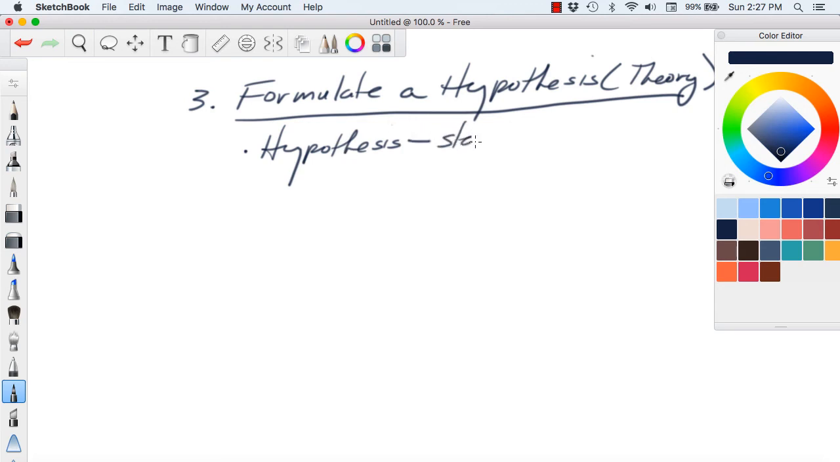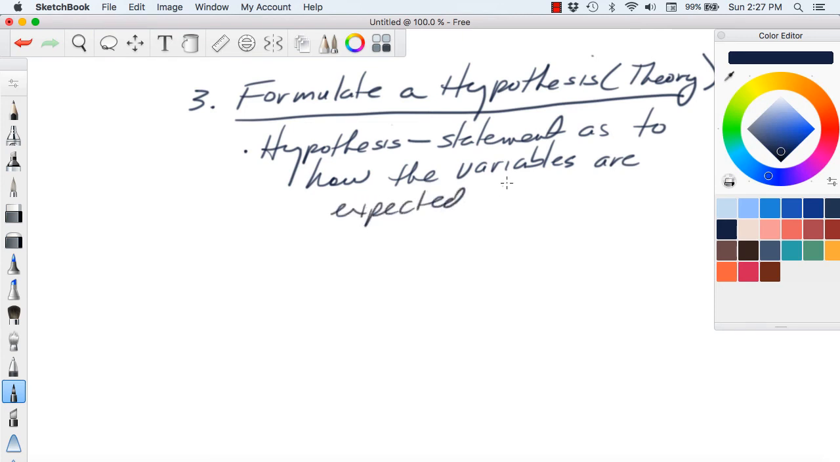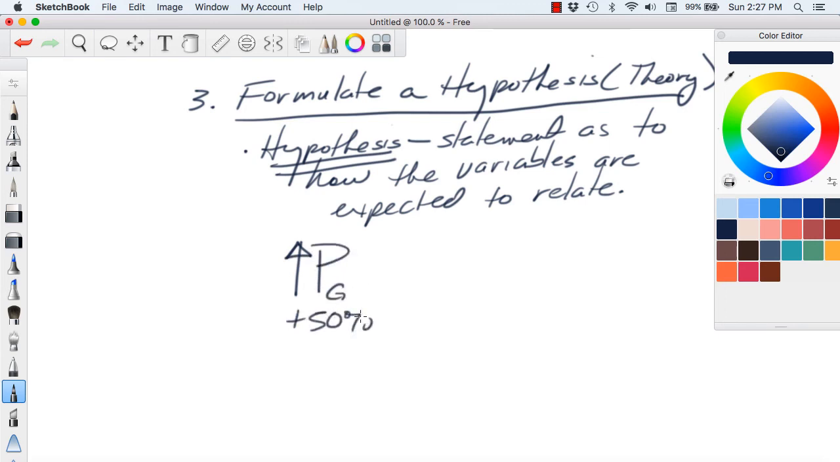It's a statement as to how the variables are expected to relate. We're not guessing. We're going to go out and gather data. We're not just winging it. We're going to go out and gather data to try to prove what we believe is true. So it's a statement as to how the variables are expected to relate. So for instance, let's go back to our gasoline example. Let's say that we believe that if there's an increase in the price of gasoline by 50%, that will decrease the quantity demanded of gasoline by, say, 20%. Okay, the hypothesis might be very general.